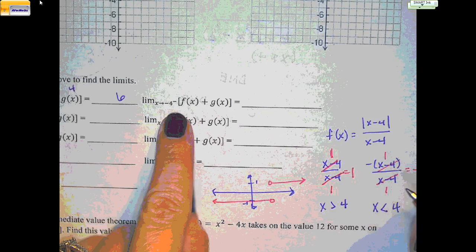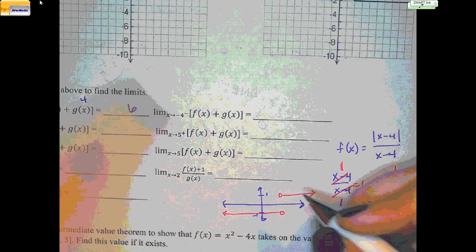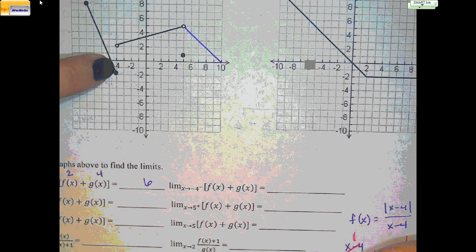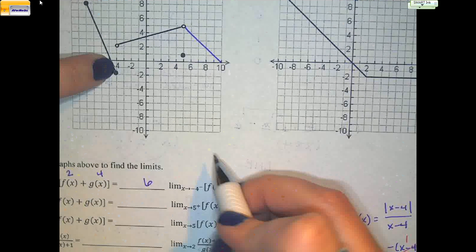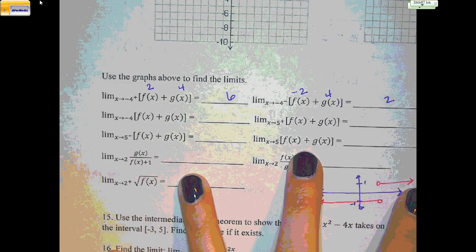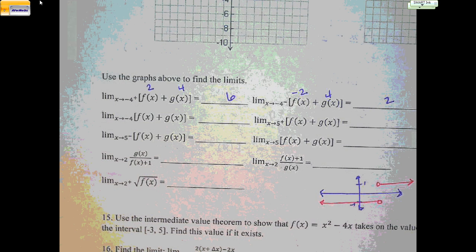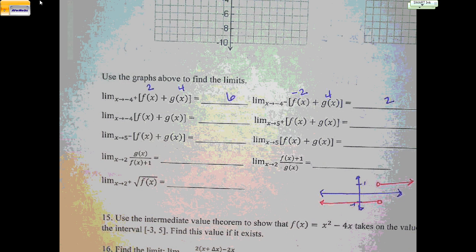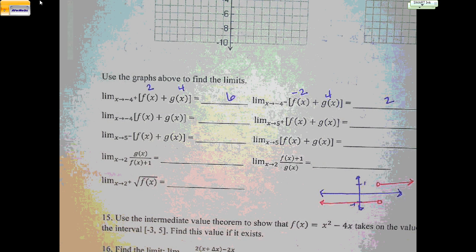Now we're approaching it from the left. We approach -4 from the left, and I'm getting close to -2. Approach -4 from the left, and I have a 4 again. The answer is 2. The last one. Some of you got the right answer for the wrong reason, and that concerns me because it's not going to work every time.